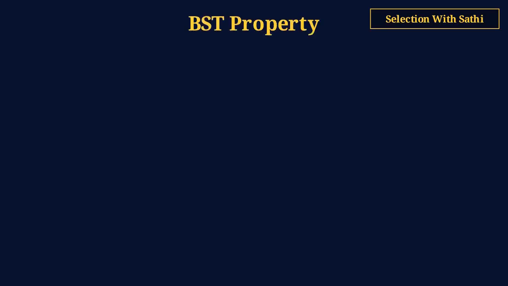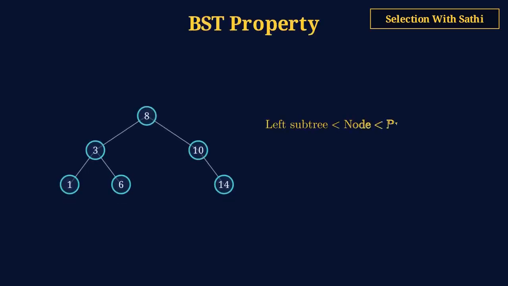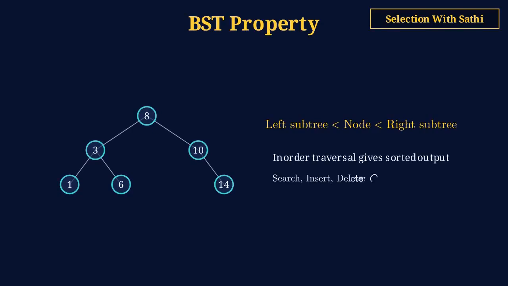The binary search tree property says, for every node, all values in the left subtree are less than the node and all values in the right subtree are greater. This property makes search efficient. Search, insert, and delete all take O(h) time, where h is the height of the tree. The Inorder traversal of a BST always produces a sorted sequence.